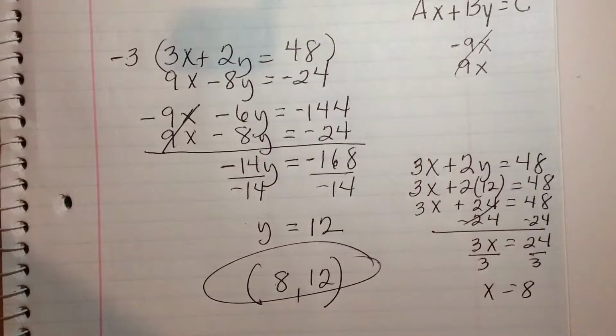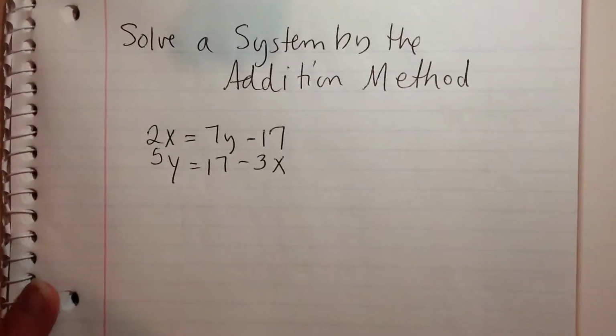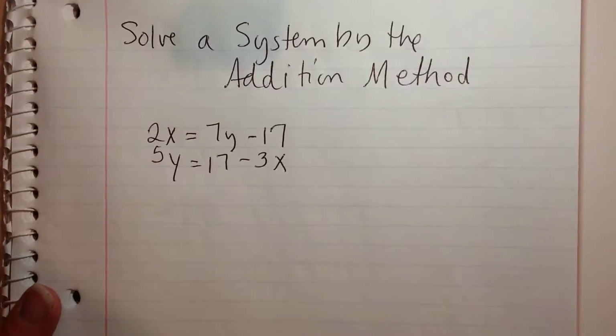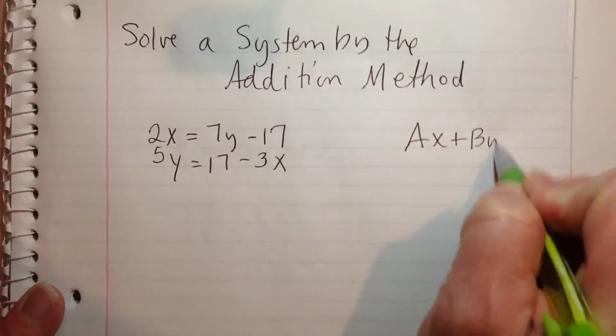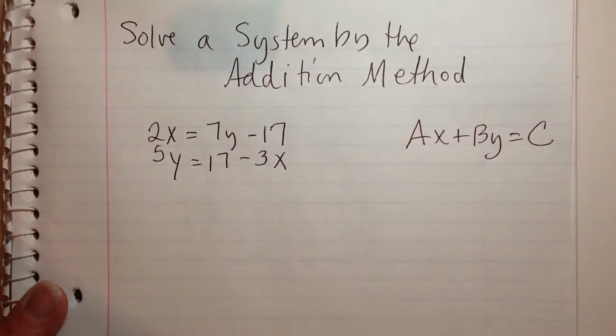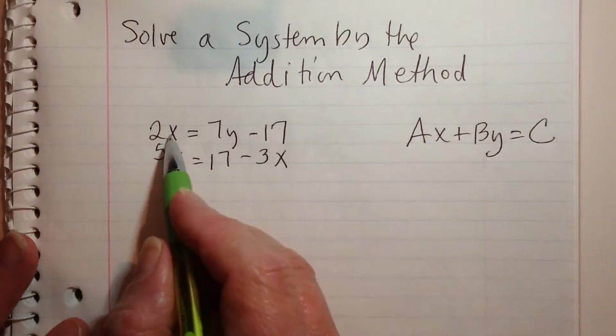Now let's look at another one using the addition method. Solve a system by the addition method. Remember, our first step is to put them in the form of ax plus by equals c. We have to have the two linear equations in the same order. The x's have to be lined up, the y's, the equal signs, the constants, so that when we add, we can eliminate one of those variables.